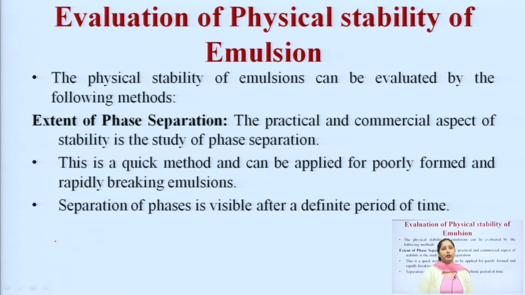The physical stability of emulsion can be evaluated by the following methods. First is the extent of phase separation. The practical and commercial aspect of stability is the study of phase separation. Okay. So, first of all, since it is an emulsion, there is a high chance of the two phases separating. This is a quick method and can be applied for poorly formed and rapidly breaking emulsions. Separation of phase is visible after a definite period of time. Okay.